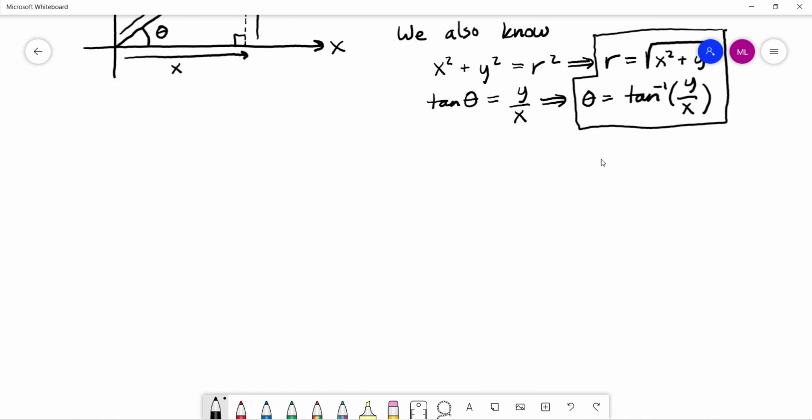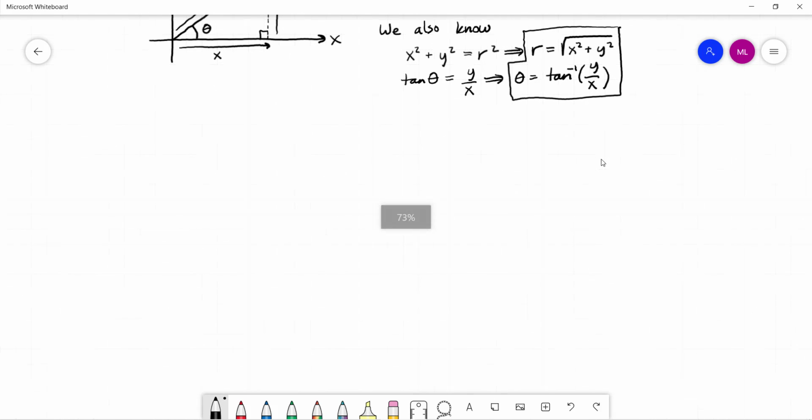So just to give you a quick review of how this all works, let's look at some examples. So I want to plot the point in Cartesian coordinates, which is root 3 comma 1, and convert it to polar.